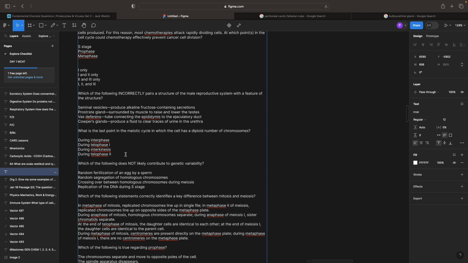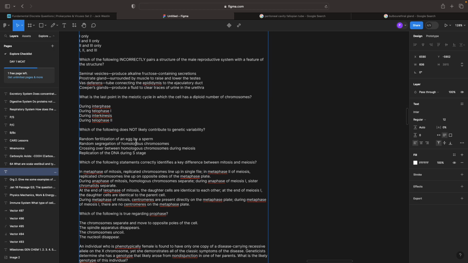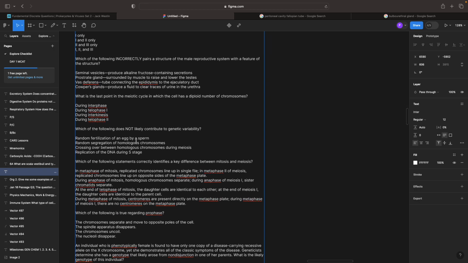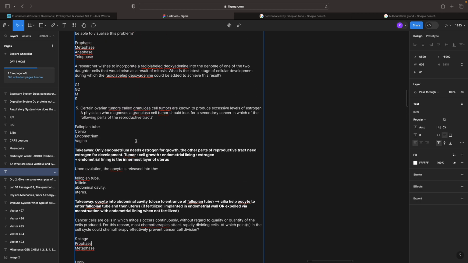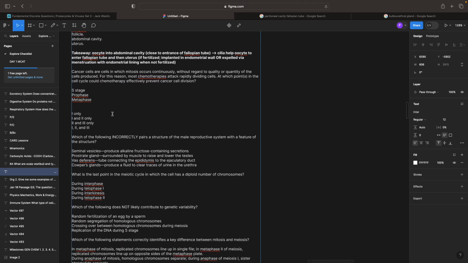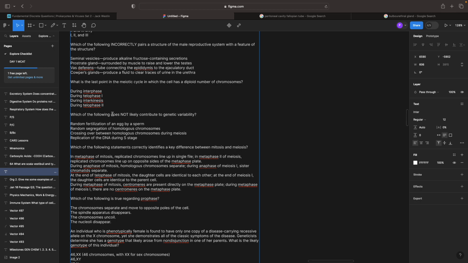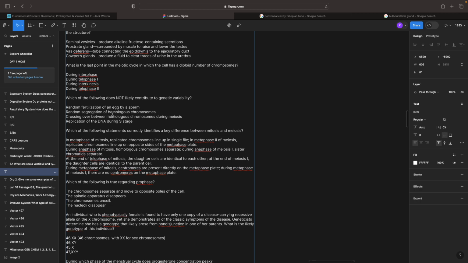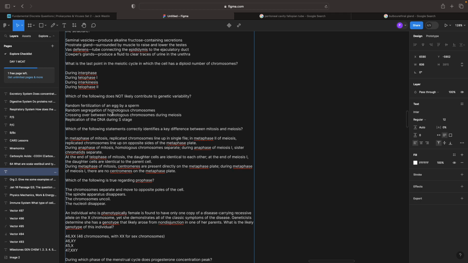Okay. Which of the following does not likely contribute to genetic variability? So we have question 10. We answered correctly. It's D. Which of the following does not likely contribute to genetic variability? Replication of the DNA during S stage.